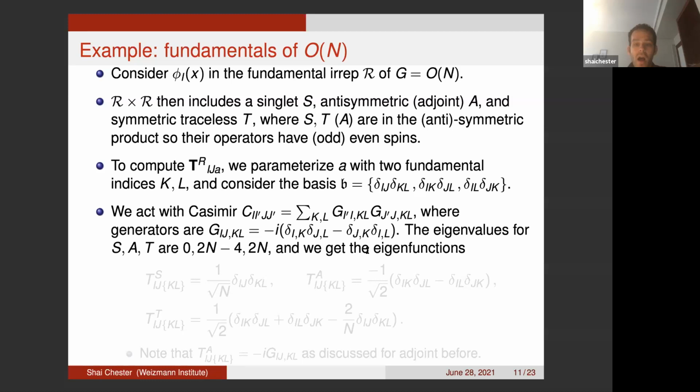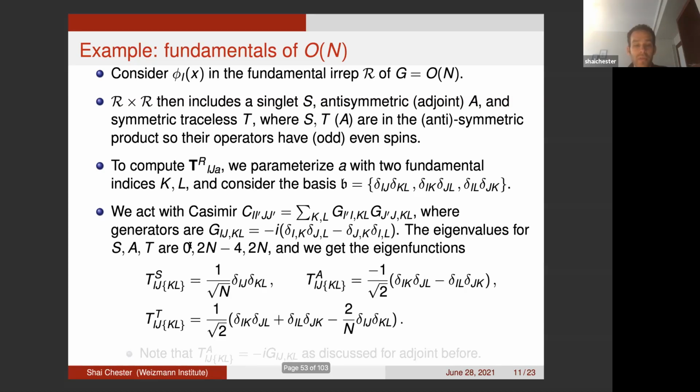We can then look in some textbook, and we will learn that the eigenvalues for the singlet, the antisymmetric, and the traceless representation for the group O(N) are 0, 2N minus 4, and N. And so then we act with this quadratic Casimir on this basis, and we solve the resulting system. We compute its eigenvalues and eigenfunctions, and we find the following eigenfunctions with eigenvalues corresponding to these representations. So for the singlet, we get this following eigenfunction, which is just the first element of the basis. For the antisymmetric, we get the difference between two elements, and then for the traceless symmetric, we get all three of them with certain coefficients.